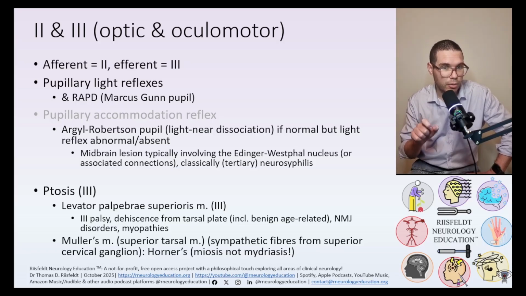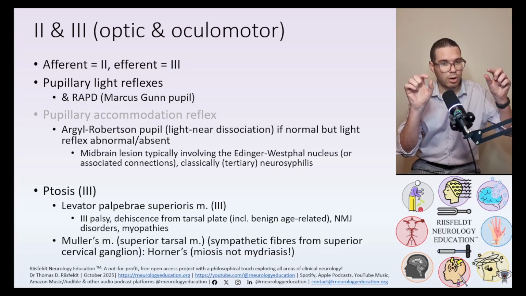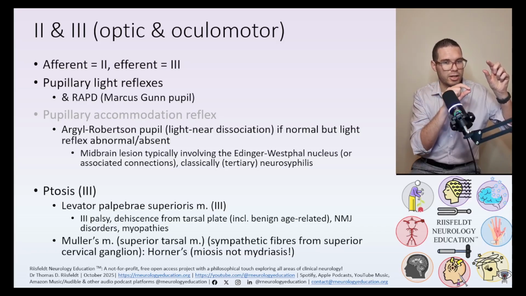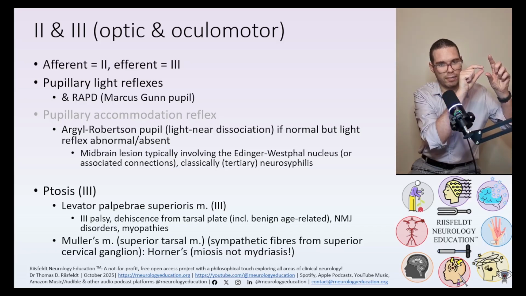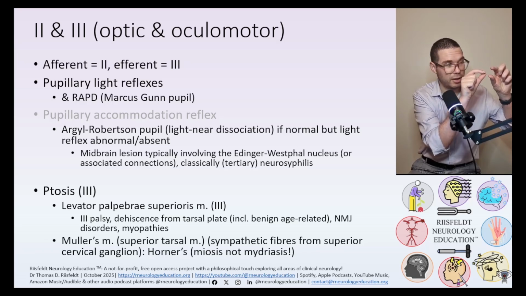The main trap to fall into here is not swinging the torch quickly enough. So you really have to be pretty quick, because if you take too long for the torch to get to the other eye and it's already essentially dilated completely, you're too slow and you've missed the window of opportunity to assess whether there's an RAPD there or not.